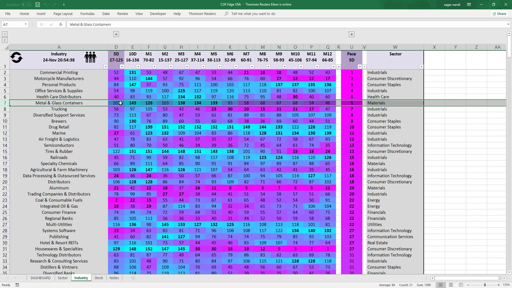You can see the 5 day score is not magenta yet. However, you are able to identify the weakness using the deceleration shown in the pace column. This is a decelerating industry. You would like to identify a fundamentally weak stock in this industry and then look for technical short opportunity.